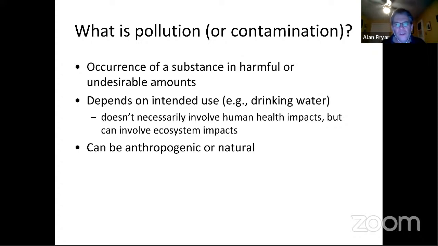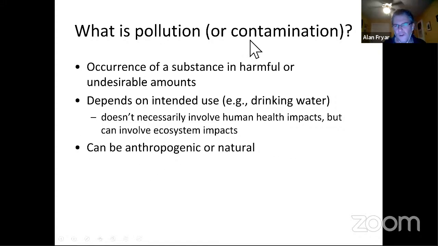Really, we can say also that pollution depends on the intended use, such as for drinking water. For example, you might not want to drink water that you're irrigating your rice with, but it may be sufficient for agriculture. So pollution in part depends on the intended use. And it doesn't necessarily involve human health impacts. It can involve ecosystem impacts or even agro-ecosystem impacts. So if you have elevated salinity, at some point, not only is the water not drinkable by humans or animals, but it also kills plants.